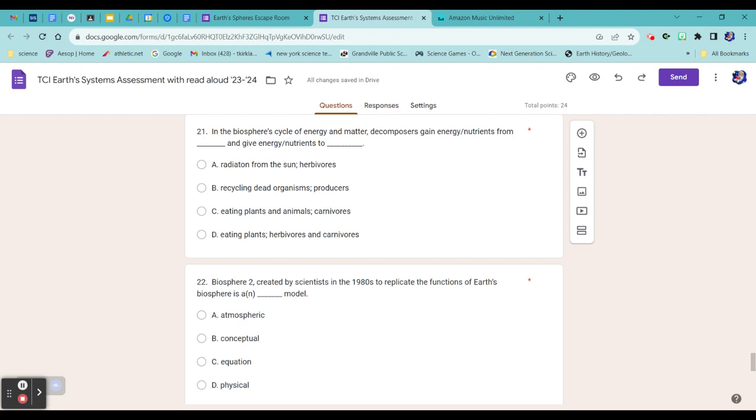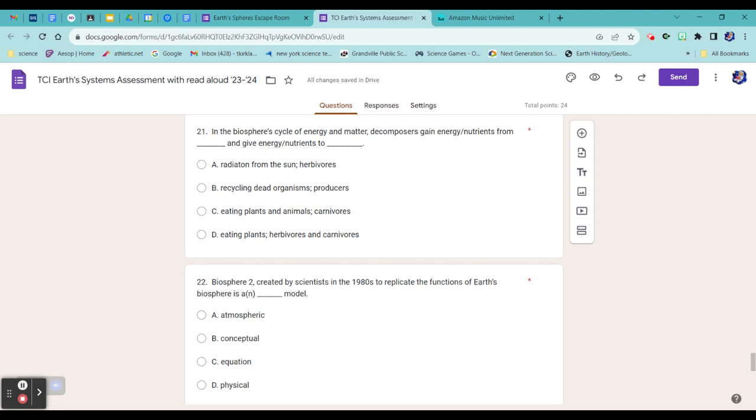21. In the biosphere's cycle of energy and matter, decomposers gain energy and nutrients from blank and give energy and nutrients to A, radiation from the sun, herbivores. B, recycling dead organisms, producers. C, eating plants and animals, carnivores. D, eating plants, herbivores and carnivores.